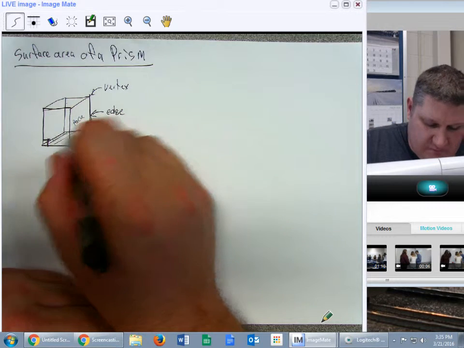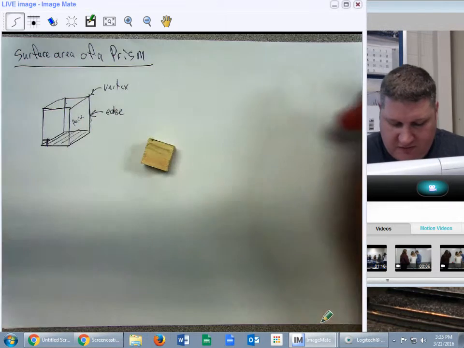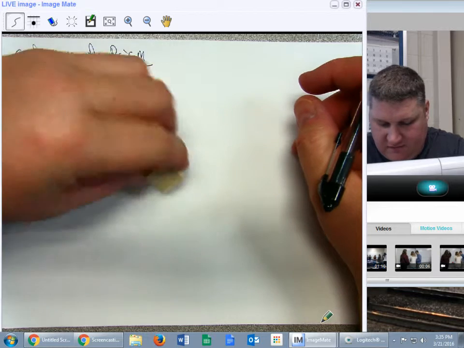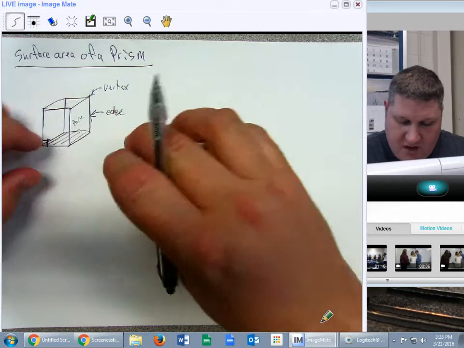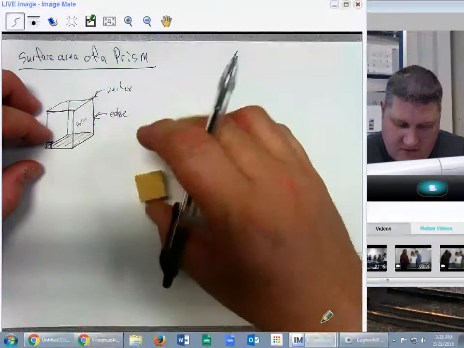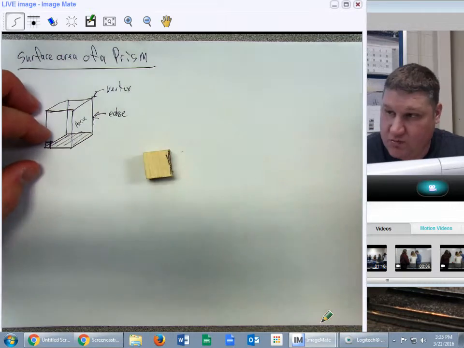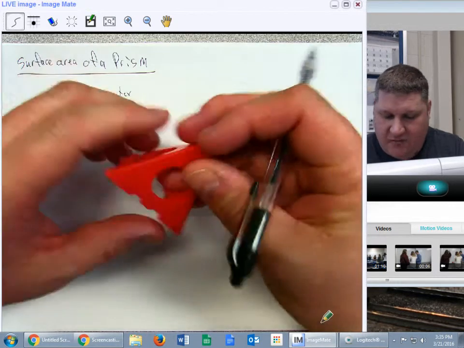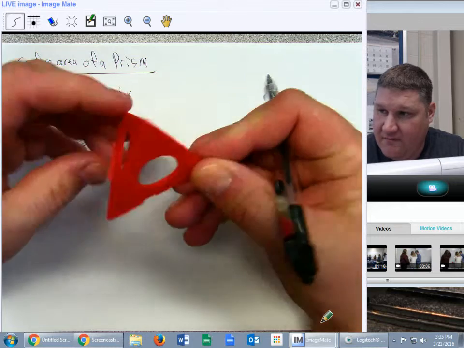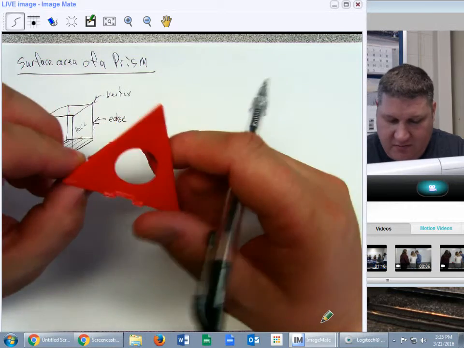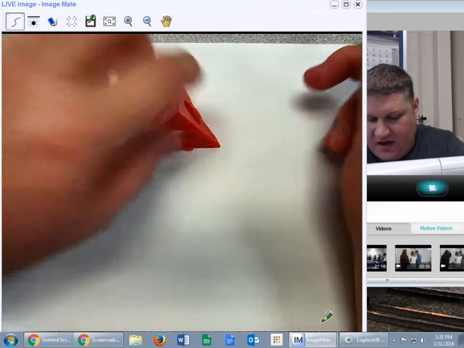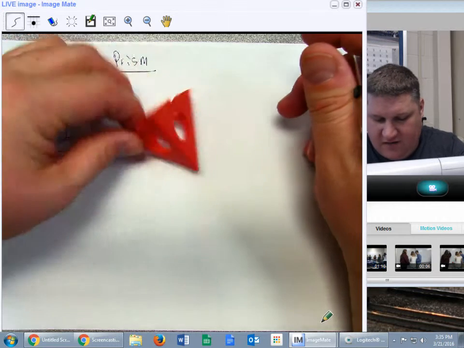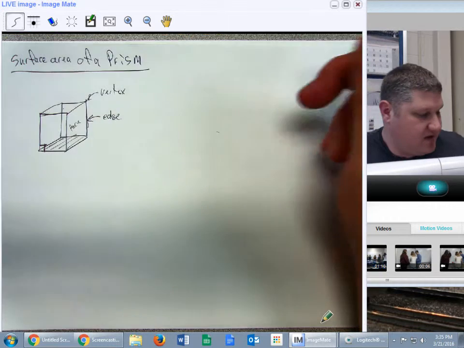Now, bases. In a cube, it doesn't matter whether I set it like this or like this or like this because all of the faces are congruent. So if all the faces are congruent, it makes no difference which one is the base. Likewise, I have this pyramid, which happens to be an equilateral pyramid. And if I had this and I drew it out, I could set it on any face I wanted and it wouldn't make a difference.